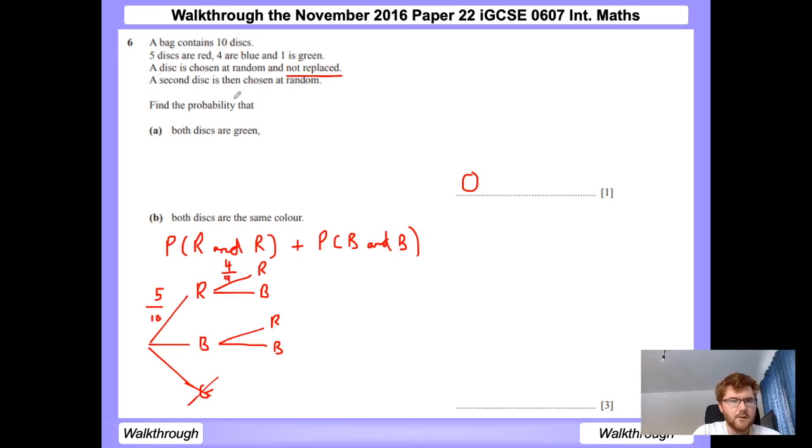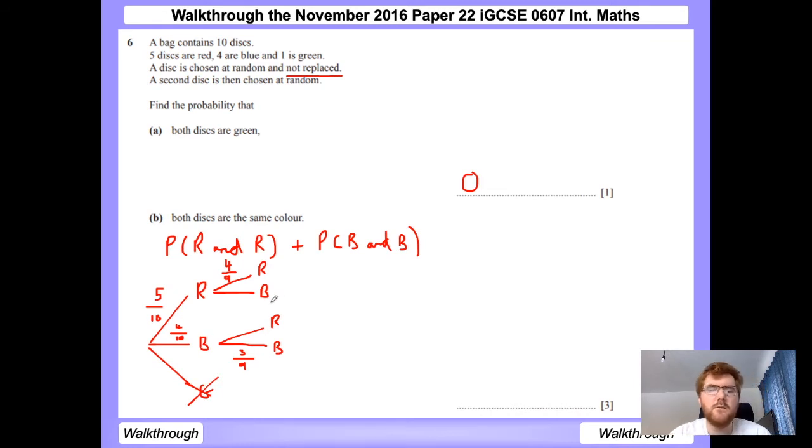Likewise for blue, we had 4 blue discs out of 10, so we're going back to the beginning. So the probability of choosing blue was 4 out of 10. And then the probability of choosing another blue disc after this, well, we have 1 less than 4 now, which is 3. And then we've got 1 less than 10 because we only have 9 discs left in the bag. Notice all the fractions here will be out of 9 because we've already chosen a disc, whereas all the probabilities here are going to be out of 10.